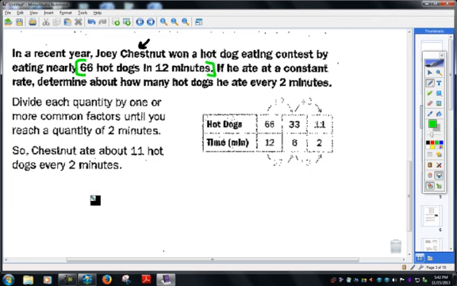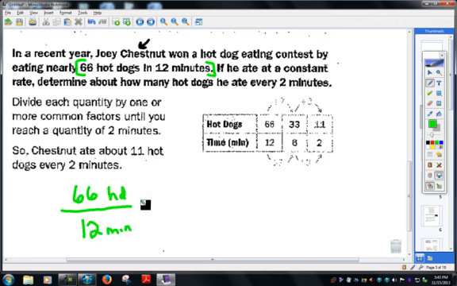So what we do is we got a ratio. Now, I'm going to do this in both ways just so you guys can see it. So I'm going to show you the proportion. So that's my 66 hot dogs. Just forget about this for a second. Don't cross it off, but just forget about it, okay? 66 hot dogs in 12 minutes.